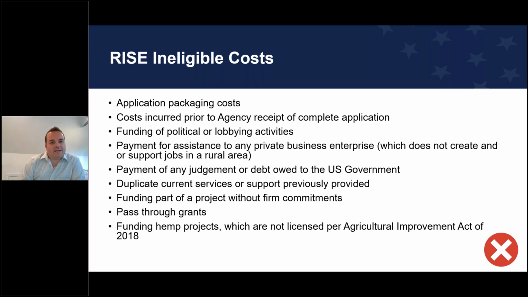Moving into ineligible costs: application packaging costs are ineligible. Also ineligible are costs incurred prior to agency receipt of a complete application, funding of political or lobbying activities, payment for assistance to any private business enterprise, payment of any judgment or debt owed to the U.S. government, duplicating current services or support previously provided, funding part of a project without firm commitments, and pass-through grants.